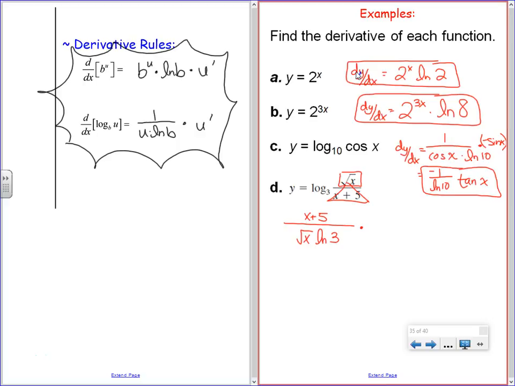But technically, isn't my way right? 1 over u times ln of 3 times u prime? That's a lot of work. But what's the better way? I don't know what you're doing. Actually, split up the log. 1 over u times ln of 3 times u prime.